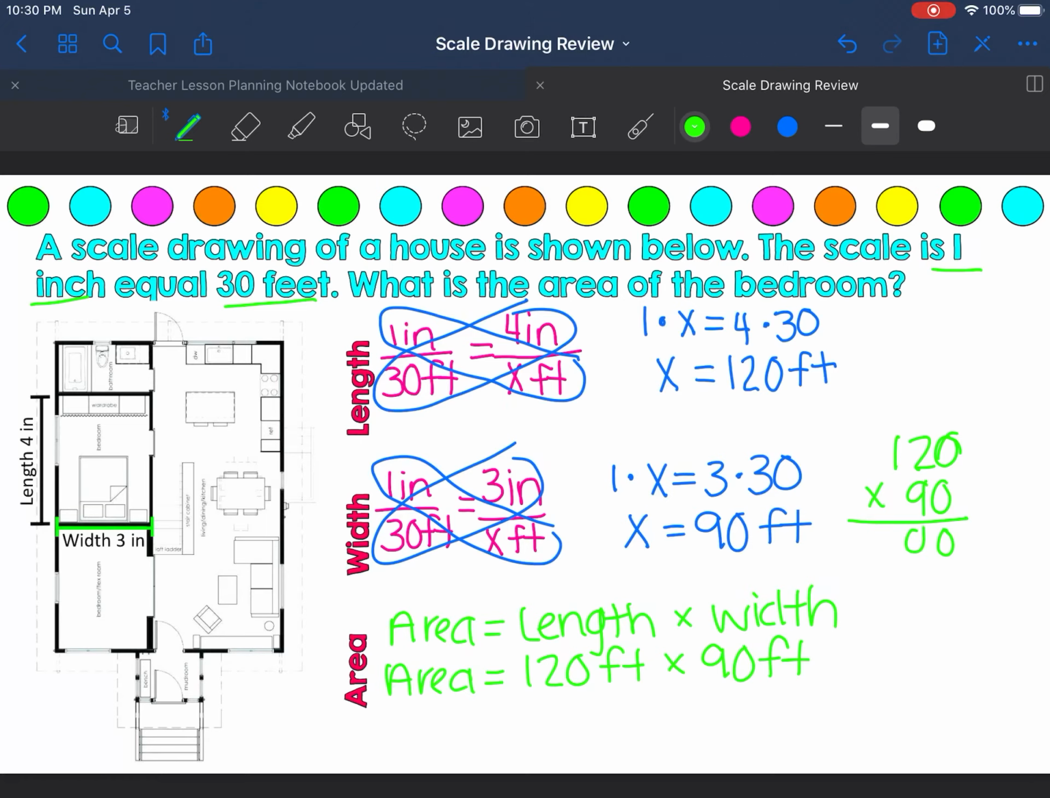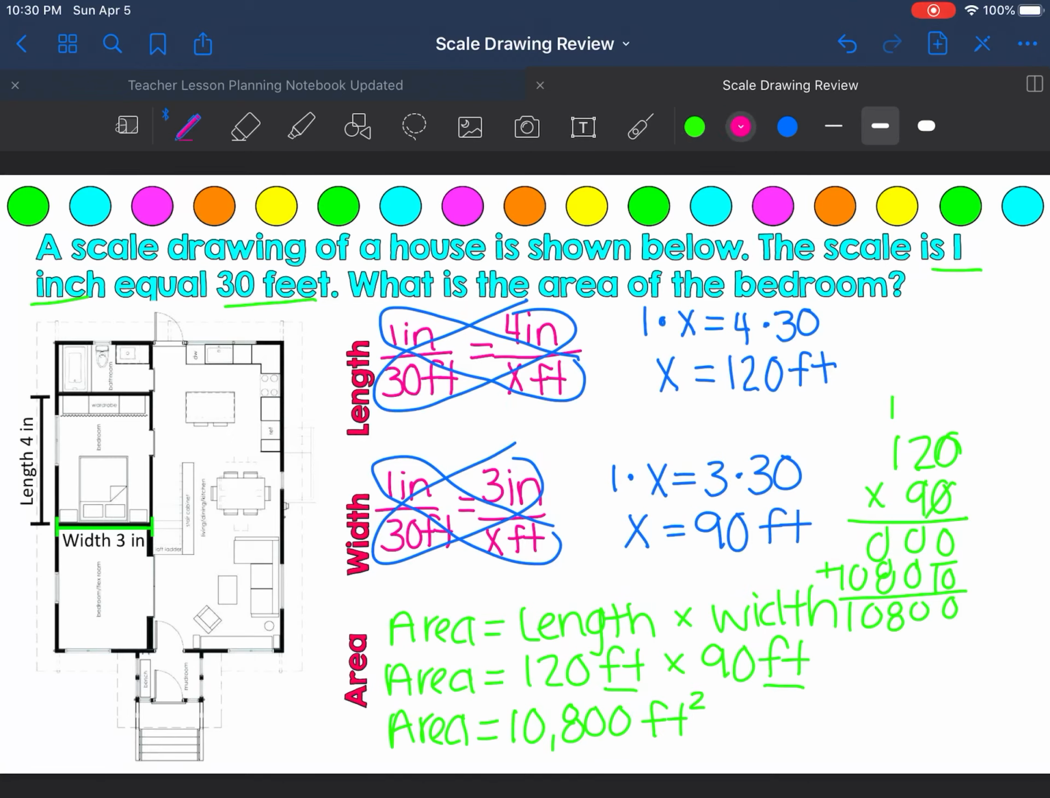So 0 times 0 is 0, 0 times 2 is 0, 0 times 1 is 0. Cross that out, put my placeholder. 9 times 0 is 0, 9 times 2 is 18, carry the 1. 9 times 1 is 9, plus 1 is 10. Add that all up, that gives you 0, 0, 8, 0, 1. So my area equals 10,800. Now I have feet times feet, so remember that is feet squared.